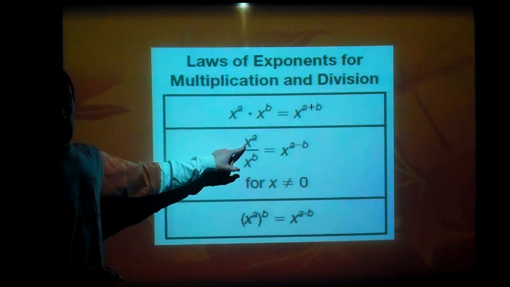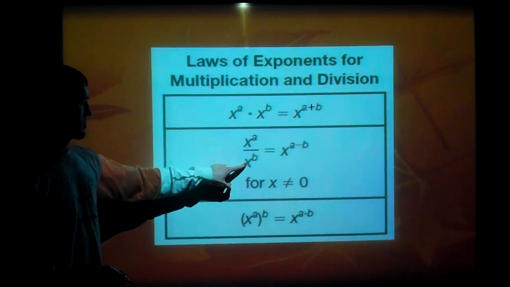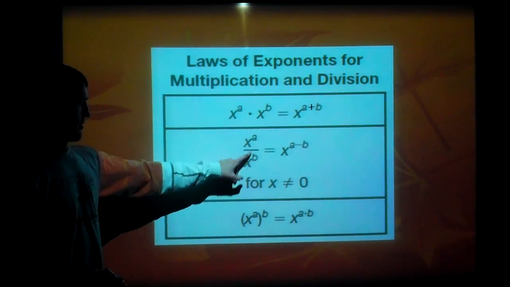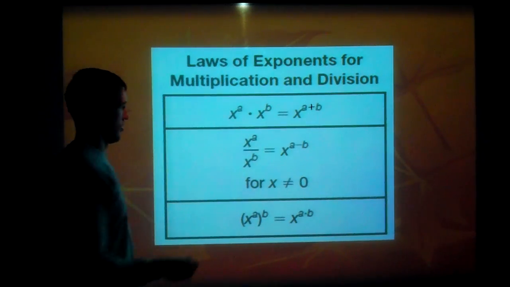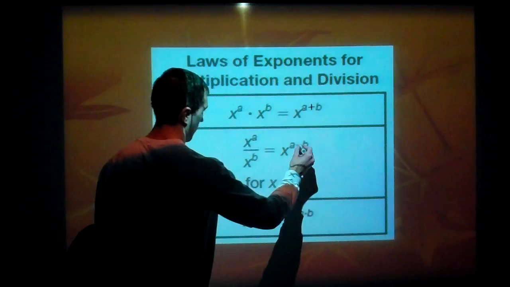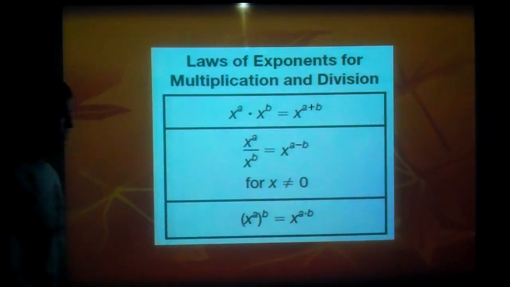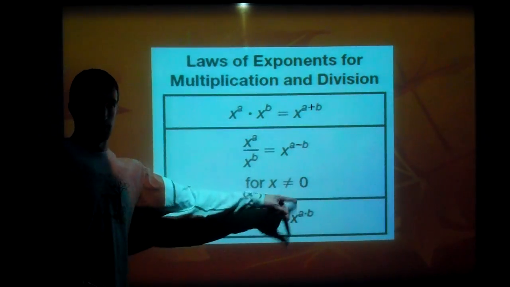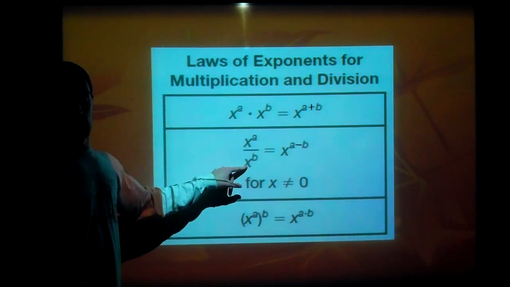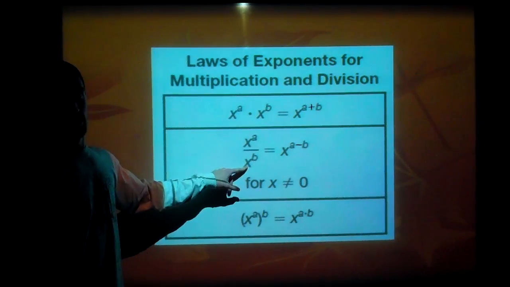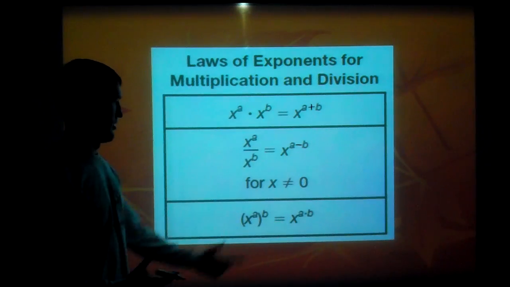Whenever we're dividing and we have the same base, x to the a divided by x to the b, we do x to the a minus b. And that's as long as x does not equal 0, because remember, you can't have 0 in the denominator, because you can't divide by 0. So that's the only reason that's there.